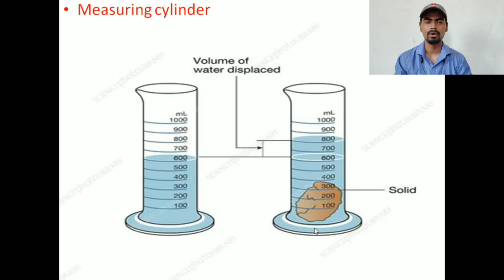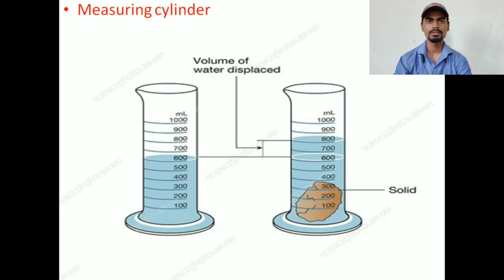What we discussed is that 1 centimeter cube is equal to 1000 ml. So we have to convert this ml into centimeter cube. Only after that can you say the volume of a particular solid. We have to convert it into meter cube or centimeter cube.